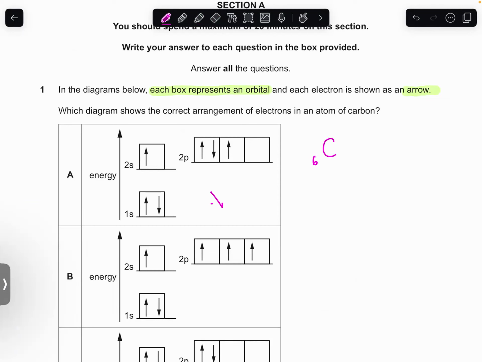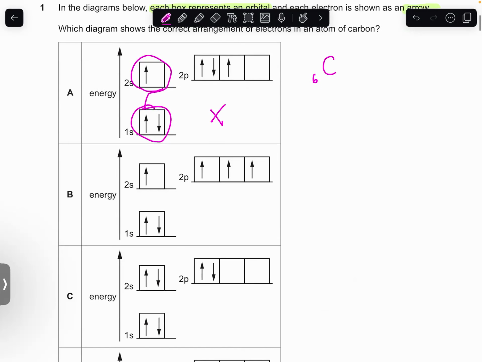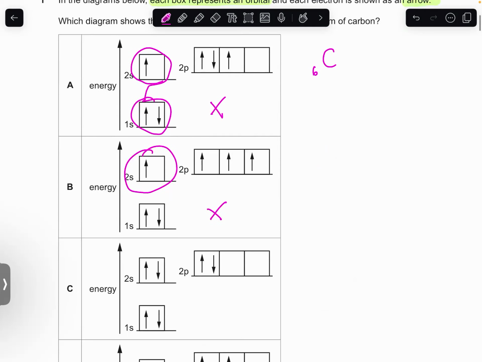It can't be the first one because the orbitals are filled in order of increasing energy. 2s has to be completely filled before it can move on to the next one. So it's not A. Again, the 2s subshell is not filled before it moves on to the 2p. So not this one as well.